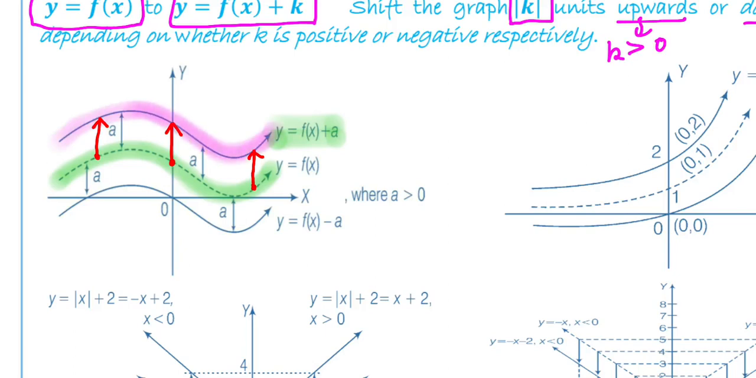This is the graph for y is equal to f(x) plus a. Similarly, we have to plot the graph for y is equal to f(x) minus a, where a is greater than 0. Then in the graph, we have moved all these points a units downwards. Each point we have to draw a unit downward and we obtain this graph.